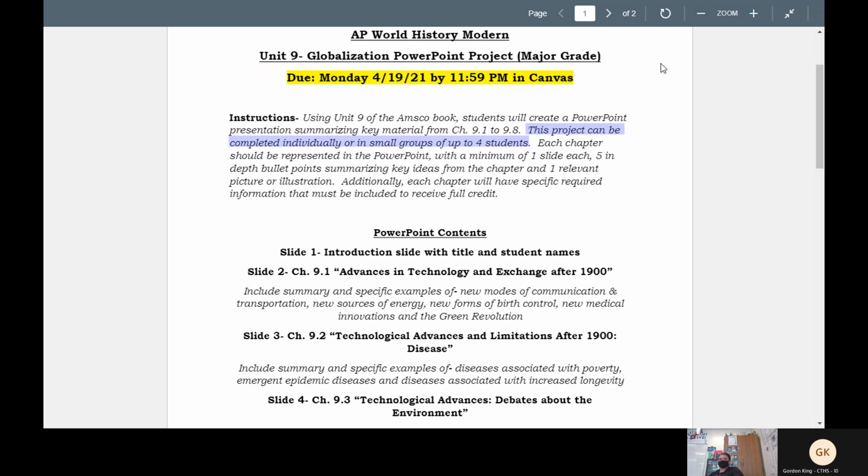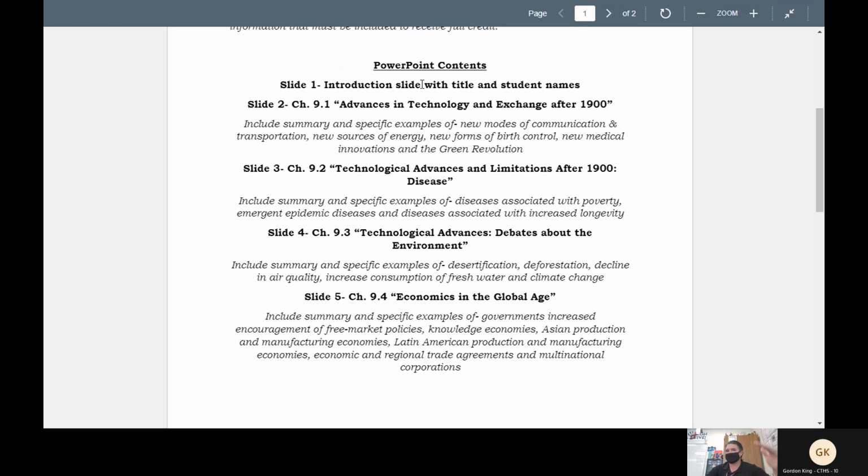Additionally, each chapter will have specific required information, I'll tell you about that here in a second, that must be included to receive full credit. So this is kind of a sample of what it could and should look like. This is the minimum requirements. You can obviously go over if you so choose.